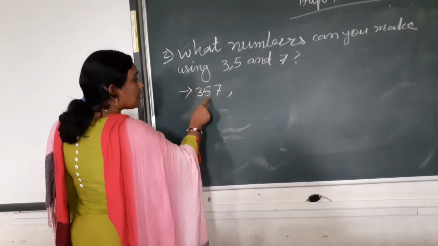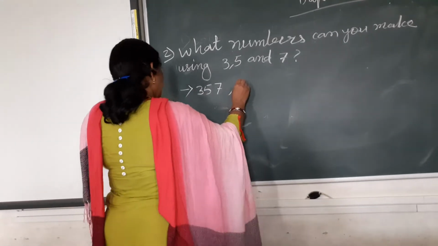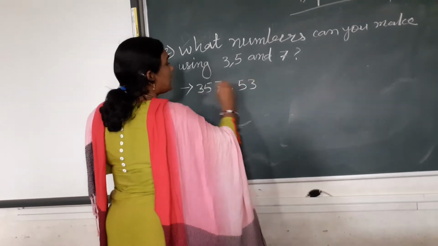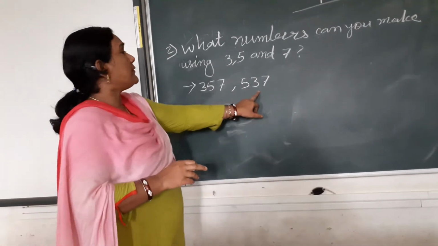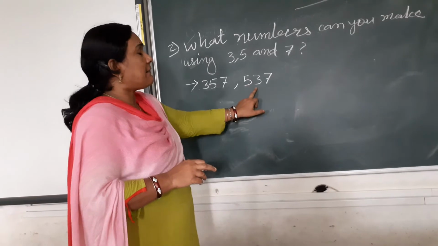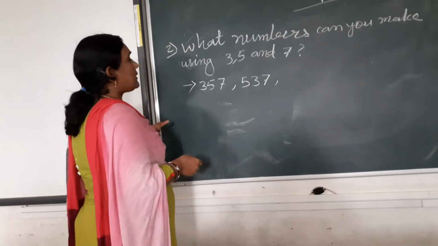Now what will I do for the next number? 3 I will take in the second position and 5 I will bring in the first position. So 5 and 3 I am taking here, and 7 is as it is. So this becomes another number, 537.